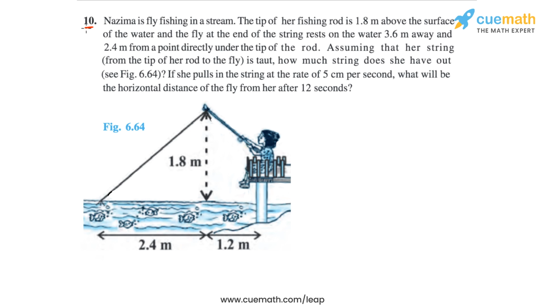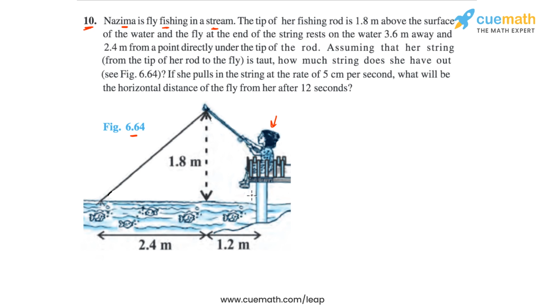In question 10 of this exercise, we are given this figure 6.64, and here's what the problem statement says. Nazima is fly fishing in a stream. So Nazima is this girl, she is sitting on this platform and she is fly fishing.